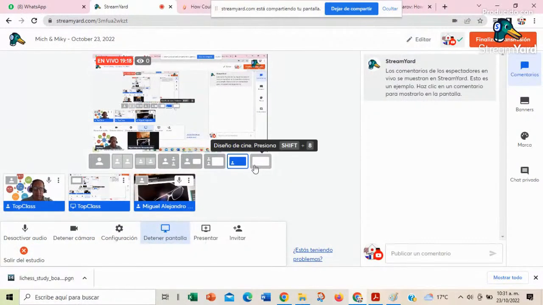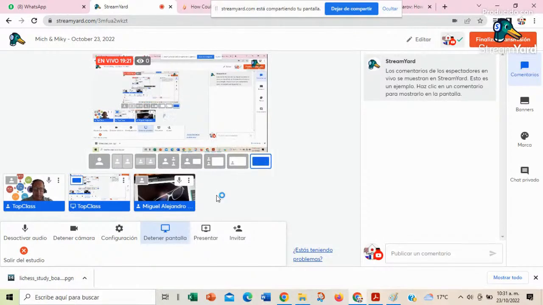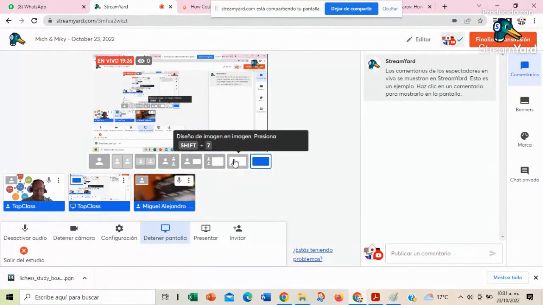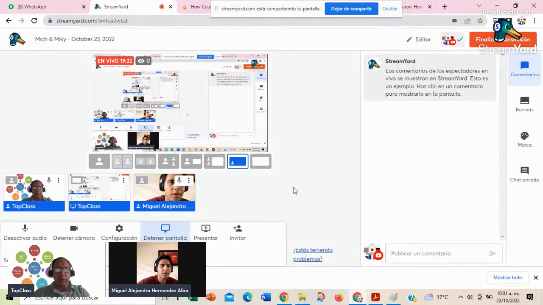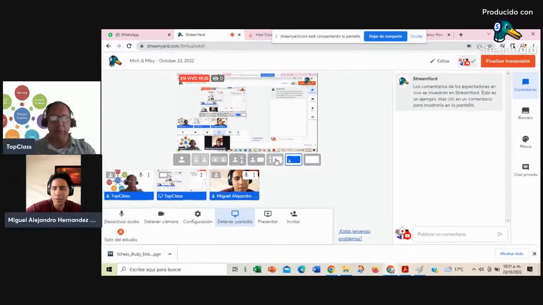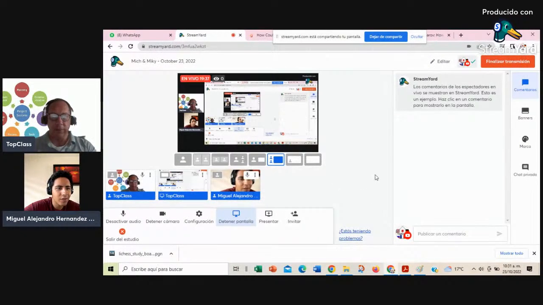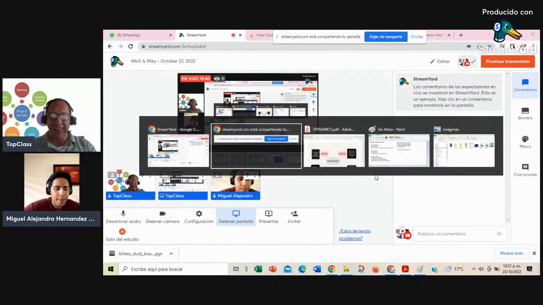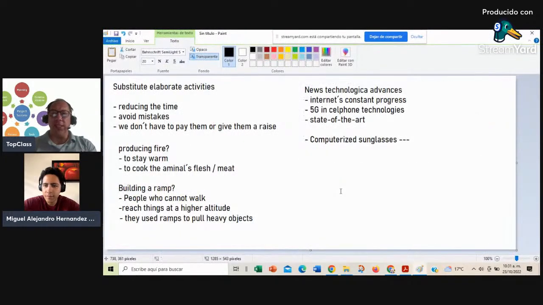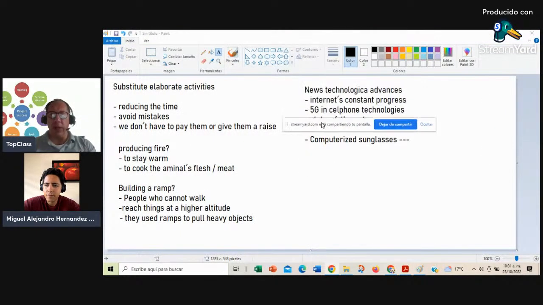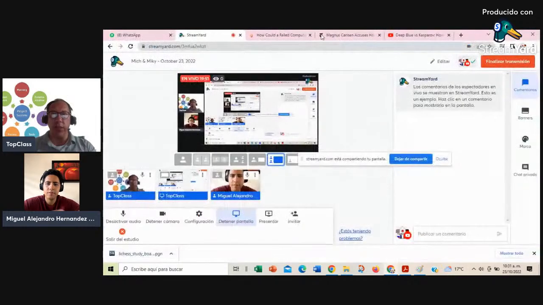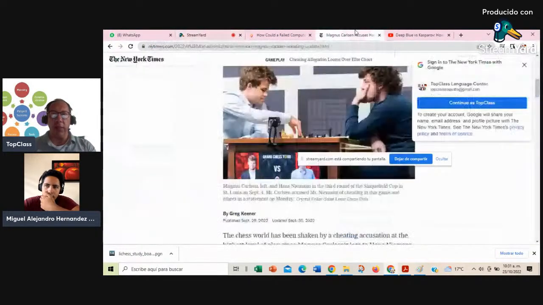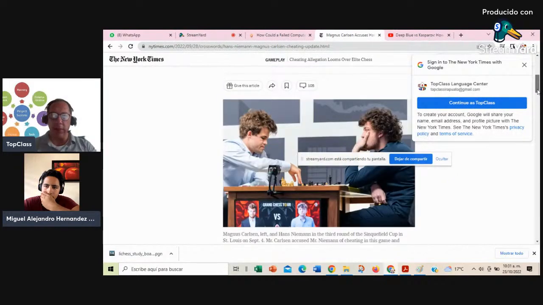Here is the micro LED in the glasses. Here's the camera, and you can answer messages and answer calls only with the movement of your eyes. So it's a lot of technology. It's fabulous. Recently, there was some news which blazed the world of chess, and this is the article about cheating allegations.